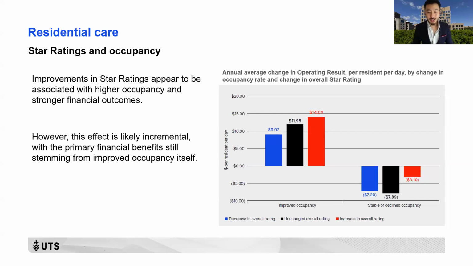what we can see is that homes with an increase in their rating actually had a lower reduction, a lower deficit of $3.10, as opposed to about $7.89 for an unchanged and $7.20 for a decrease. So it seems like there is an incremental benefit of having a higher overall rating, an increase in their rating, on the operating results of these homes, although the main effect we know is occupancy itself. But there seems to be some informational value that older Australians looking to move into residential care may be gaining from the star ratings. And thank you, and I'll pass back to Nicole for Q&A.